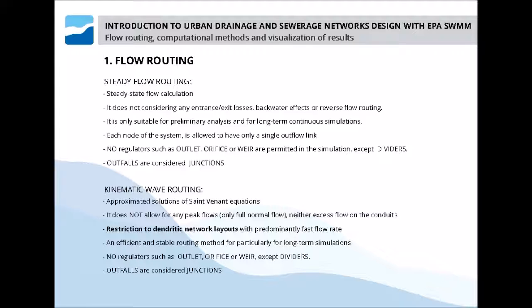It is a fast calculation, but it should only be considered as a very preliminary analysis, and it is only suitable for dendritic networks and not for mesh-shaped networks. It only admits one single outflow link for each node in the network, and this calculation will not admit outlets, orifices, or weirs. It will permit dividers, and outfalls will be considered as junctions.